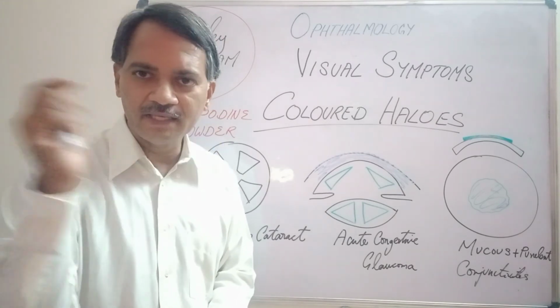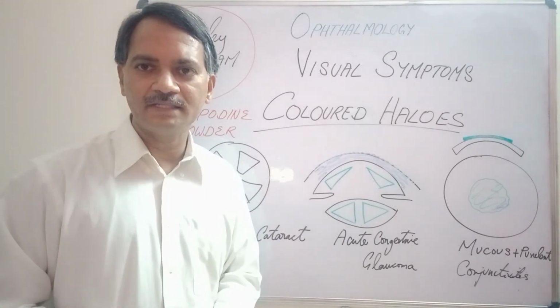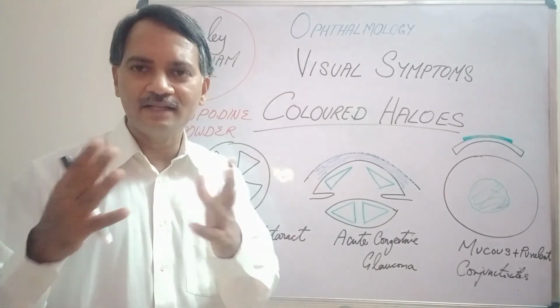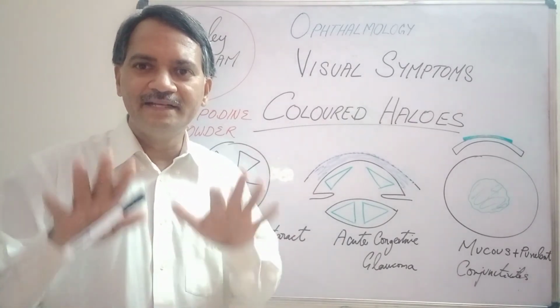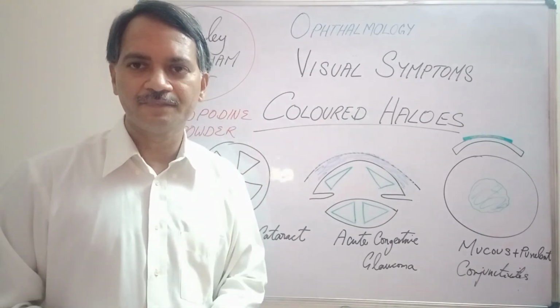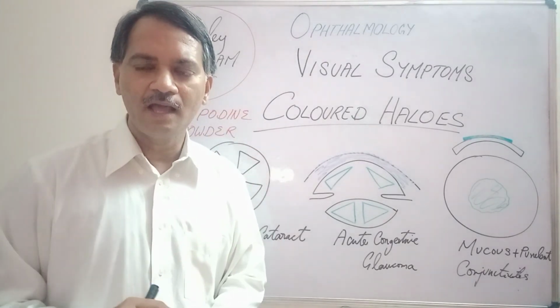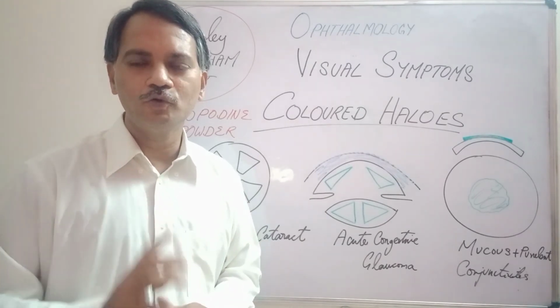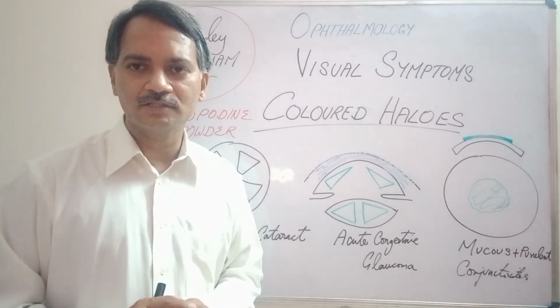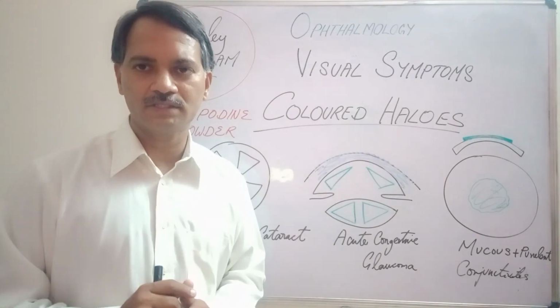When you are moving the slide in front of the patient and there is no break in the colored halos, but instead of a break you get a dimness in the colored halos, the colored halos will be seen but they will not be bright. Then that is due to acute attack of angle closure glaucoma.